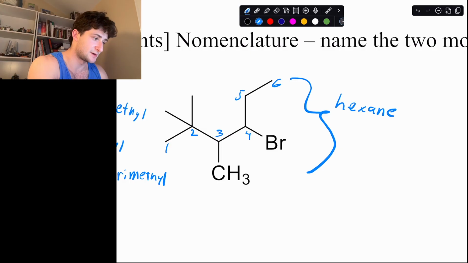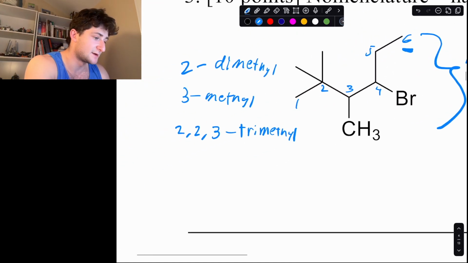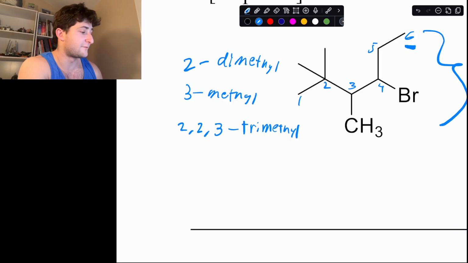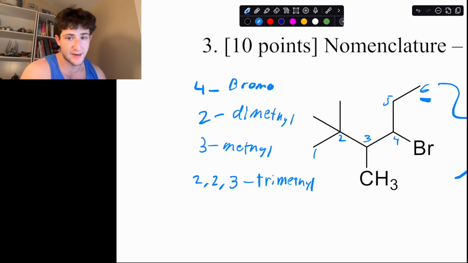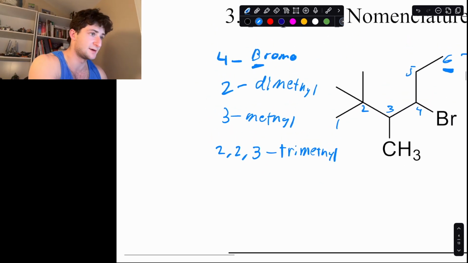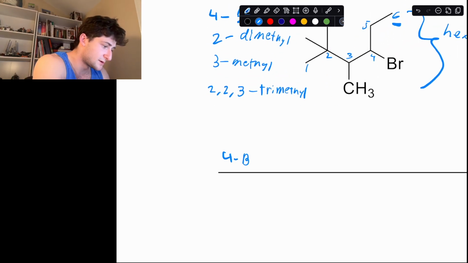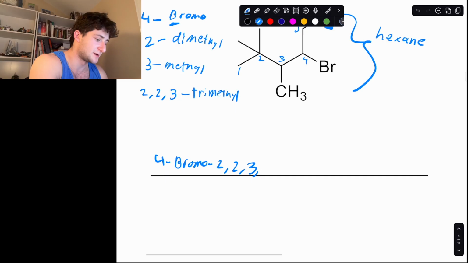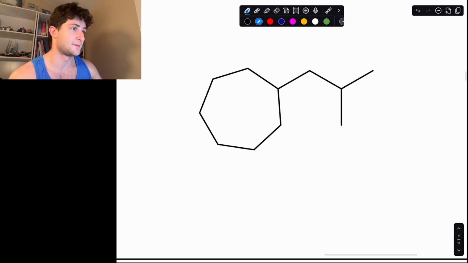because there's 6 carbons, and what we don't want to mess up is there's the 4 bromo, and that comes first because of the B. So put it all together. 4 bromo, 2, 2, 3 trimethyl hexane. Bam. Easy. Alright. This one's freaky.